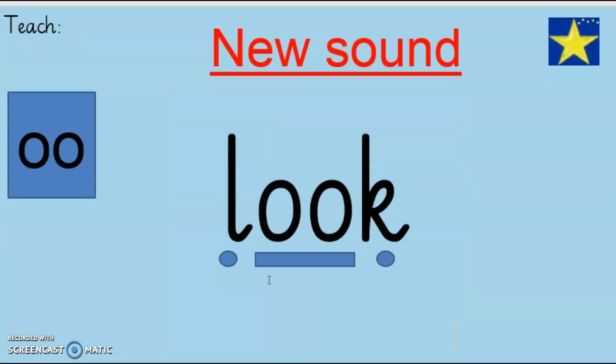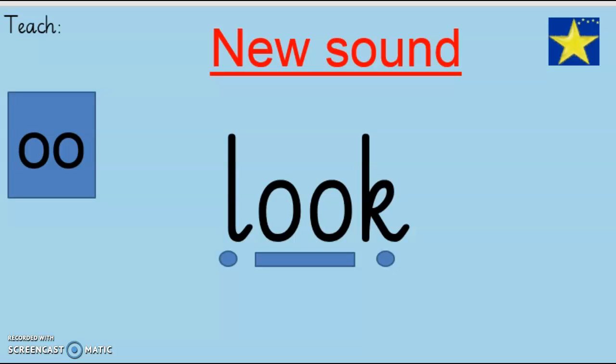Let's have a go at reading some oo words. Look out for the digraph. L, oo, k. Look. Can you point to the digraph in the word look?